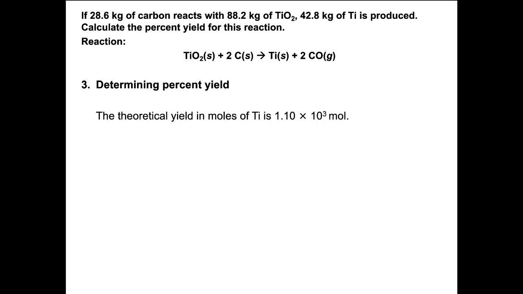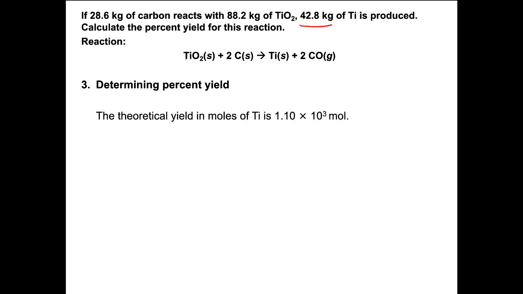So now we want to calculate our percent yield. They told us that we actually produced 42.8 kilograms of titanium. What tripped me up before was thinking that titanium oxide was a product. It's not. We're looking to actually produce titanium. So if you're wondering how I got confused, that's what it was. So hopefully that's cleared up now.